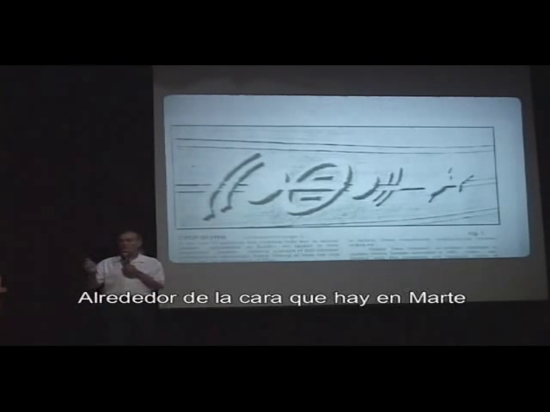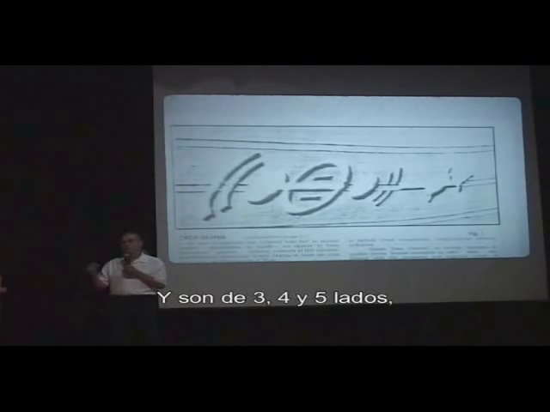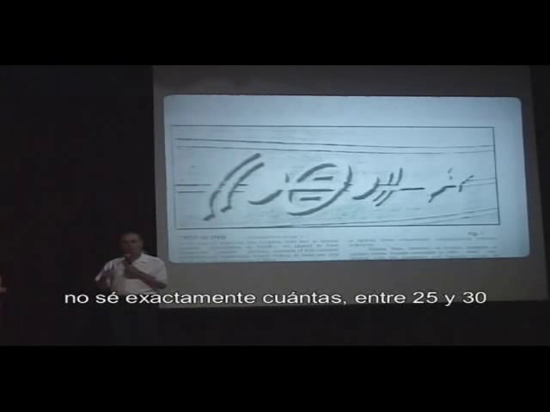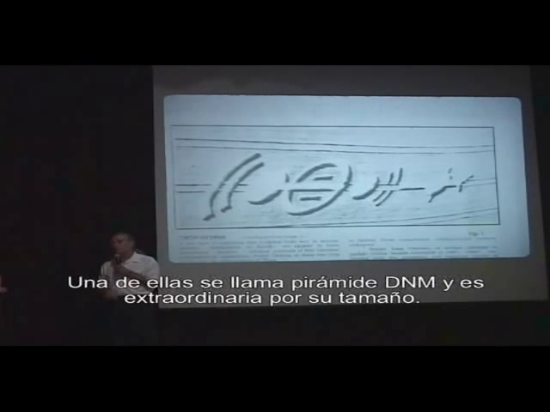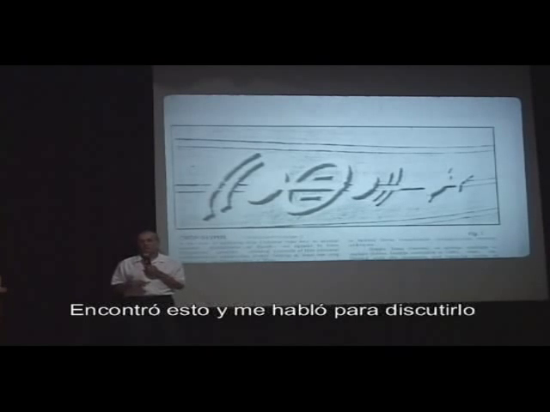But there, around the face on Mars, were many other actual pyramids. Lots of them, 3-, 4-, and 5-sided pyramids. I don't know how many there are, but there's about 25 or 30 of them out there on the desert. One of them is called the D and M pyramid, and that pyramid is extraordinary if only by its mere size. It's a 5-sided pyramid, but it's 10 miles high, 50,000 feet plus high.